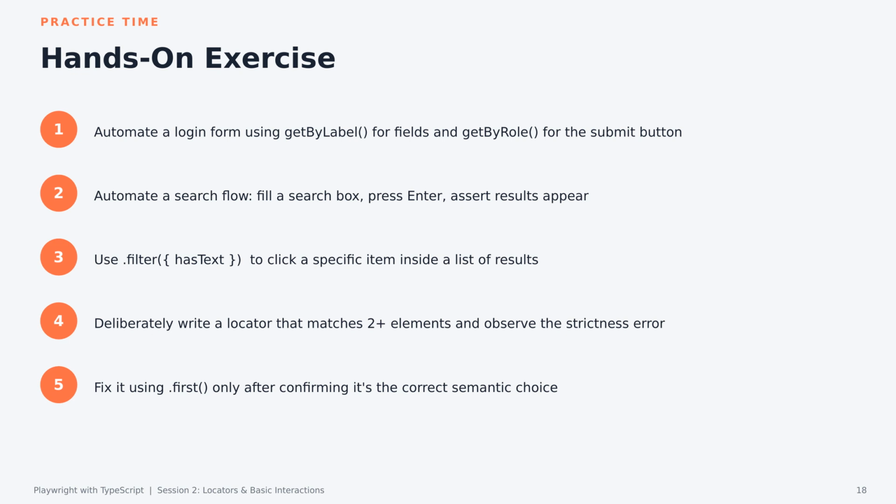4. Deliberately write a locator that you know will match two or more elements and actually go look at the strictness error Playwright gives you. 5. Fix that error using .first, but only after you've genuinely confirmed that grabbing the first match is the correct semantic choice, not just the fastest fix.